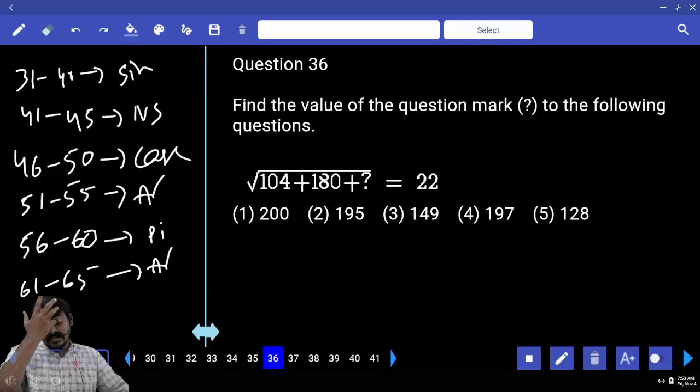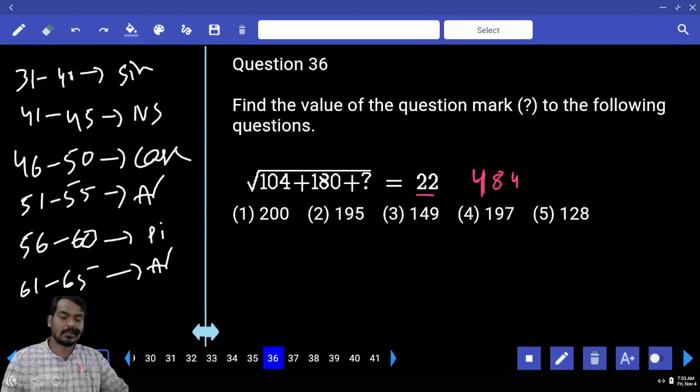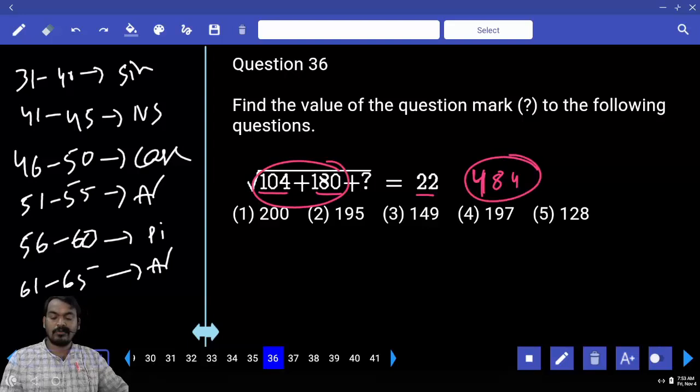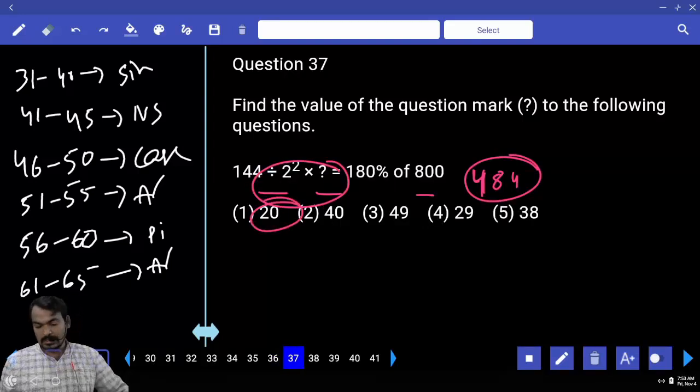Next question number 36. First of all, left hand side square root will become right hand side square. Then what is 22 square? 484. In this one, we are subtracting 104 plus 180. It is how much? 284. What is the difference between 484 and 284? 200.